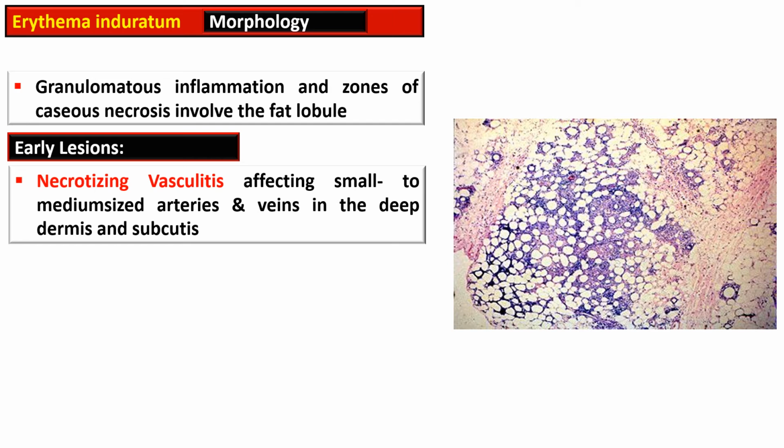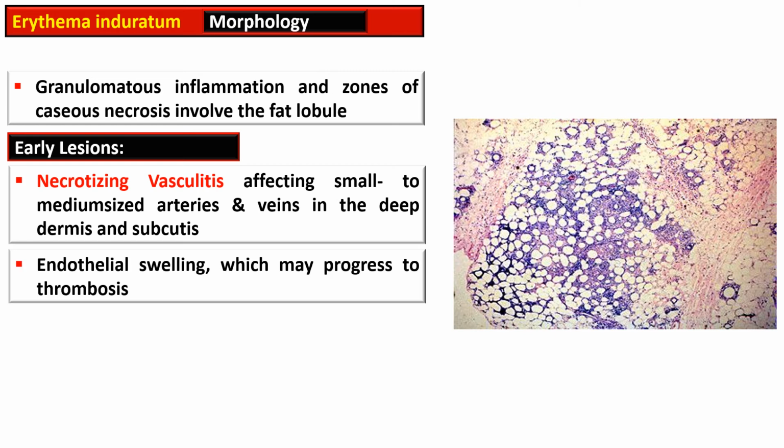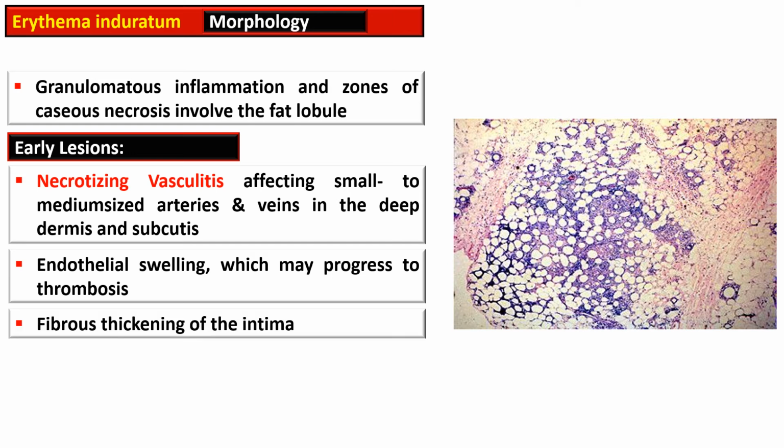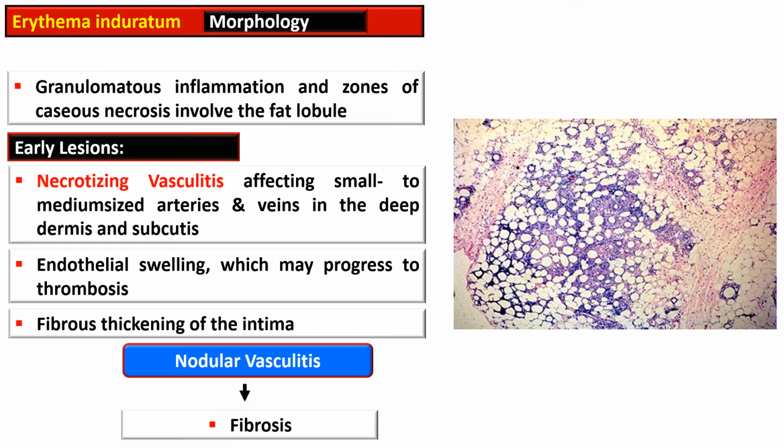The early lesions show necrotizing vasculitis affecting small to medium-sized arteries and veins in the deep dermis and subcutis. There is endothelial swelling that may progress to thrombus formation and fibrous thickening of the intima, and these lesions can also be termed sometimes as nodular vasculitis. Ultimately, the lesion may ulcerate, and finally it heals with fibrosis.